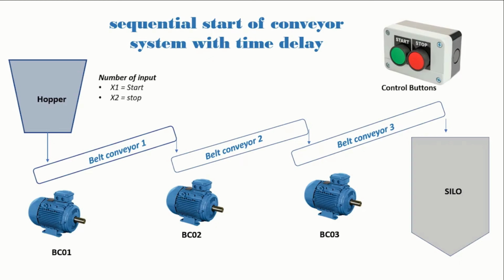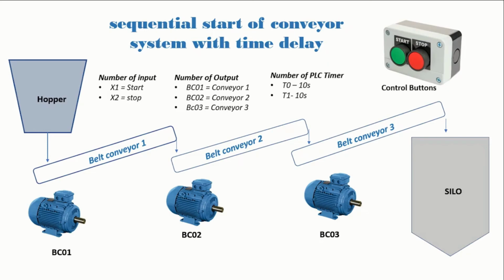We will now have a look at the inputs that will be needed for this particular project. Our input signals to the PLC will have our start input, that will be X1, and X2 is going to be our stop input signal. Now we'll look at our outputs. We have 3 conveyors, so we'll have 3 outputs: BC1, BC2, and BC3. And then we will be needing some timers. We'll have 2 timers: T0 will delay for 10 seconds after conveyor 3 starts, and T1 will also delay for 10 seconds before conveyor 1.